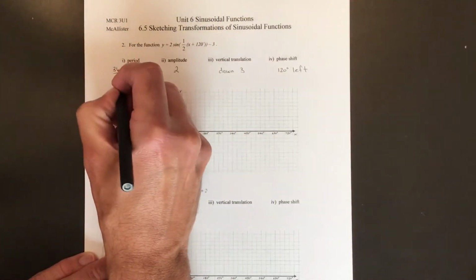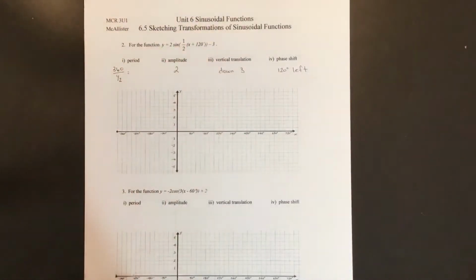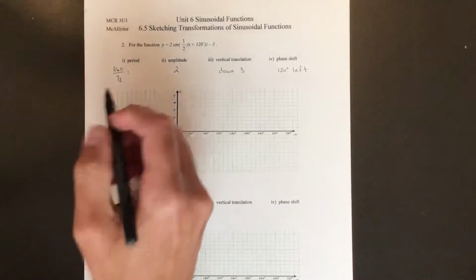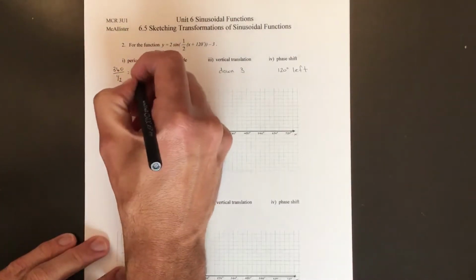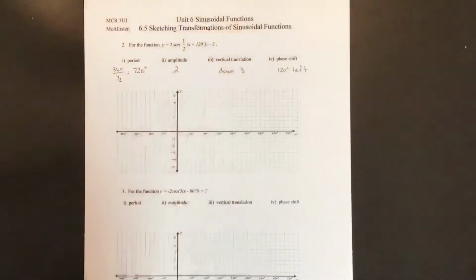If k is a half, 360 divided by a half is not 180, right? Because we multiply by the reciprocal. So it's actually 720.